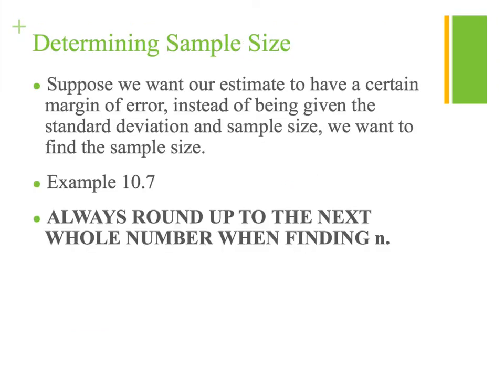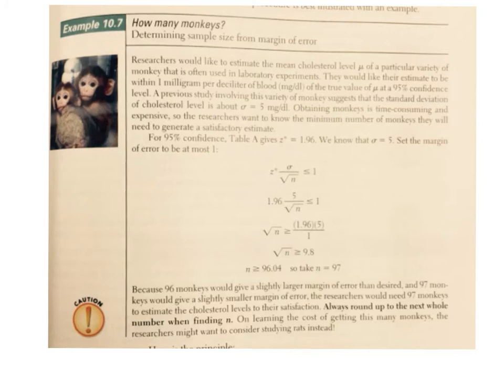So it might be that we're looking to decrease our margin of error, or in another instance, we might have an idea of exactly what we want our margin of error to be. Example 10.7 is going to look at how we can determine a sample size to ensure a specific margin of error. In example 10.7, this is talking about how many monkeys we need to survey. We have a standard deviation given to us. We know that we want 95% confidence. And it says that we would like to estimate within 1 milligram per deciliter of blood. So the desired margin of error goes here.